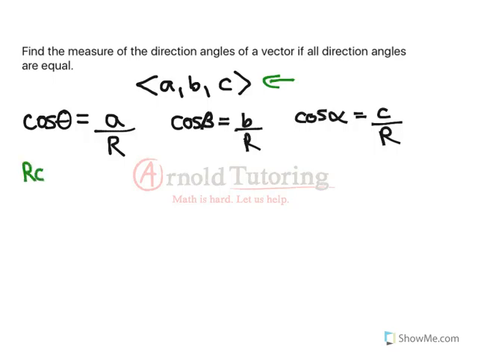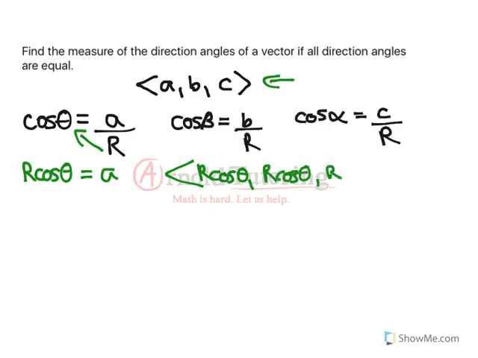So r cos theta, I'm just multiplying this r up here, r cos theta equals A. So r cos theta equals all of the components. So our vector is now r cos theta, r cos theta, and r cos theta, because we know that the angle is the same for all of them. So we're just multiplying r across, and we get the same component for each type.